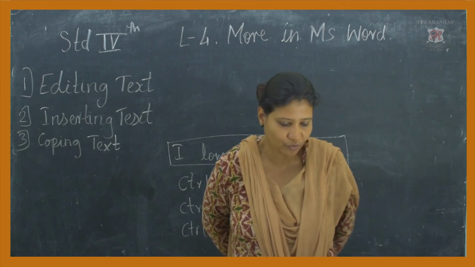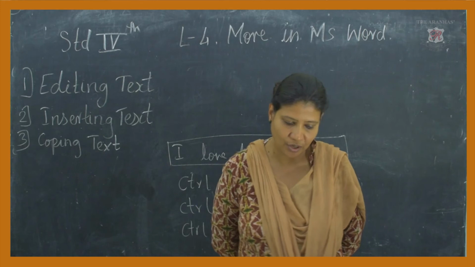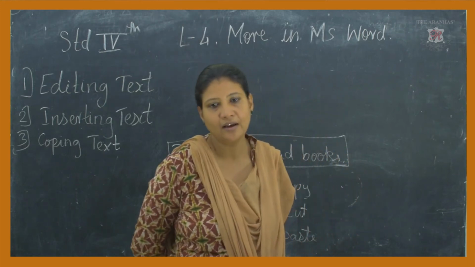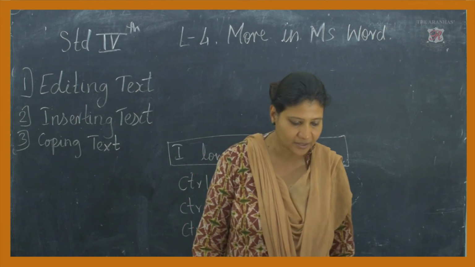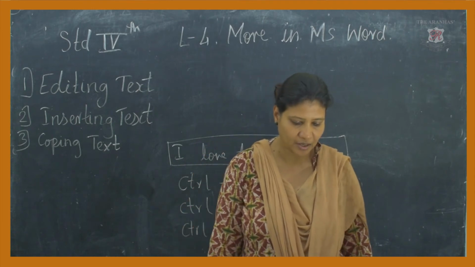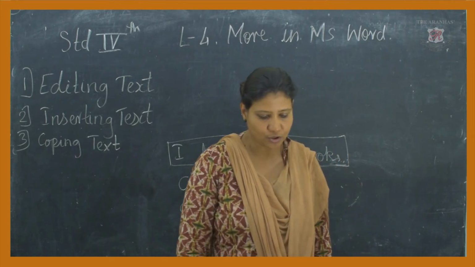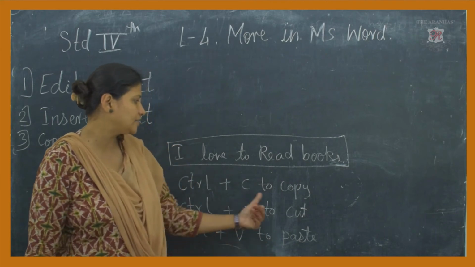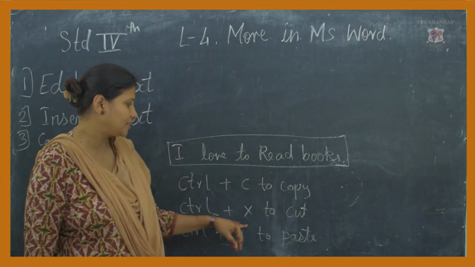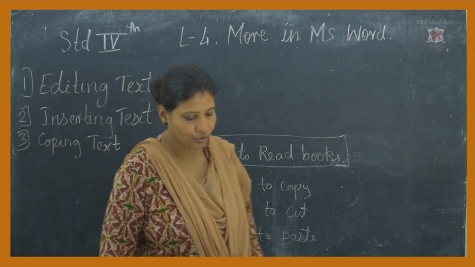Place your cursor where you want the text in the document. Now, right click and click the paste option. Where you want the text, there right click and press the paste option. This is copy and paste. To copy, cut, and paste the text, you can also use shortcut keys. As I have told you, Ctrl plus C to copy, Ctrl plus X to cut, and Ctrl plus V to paste. Wherever you want, you can paste it.